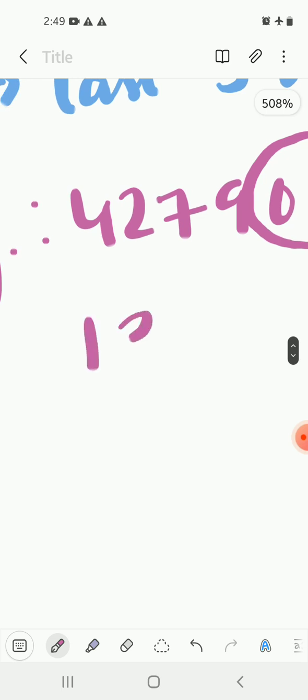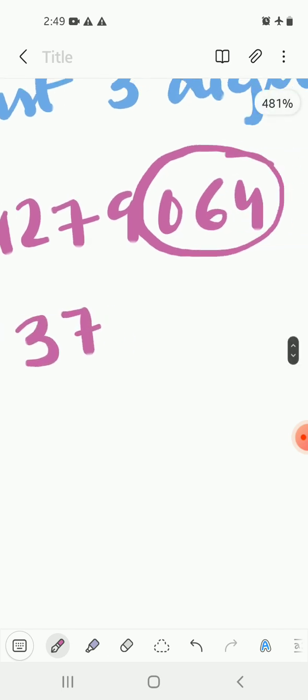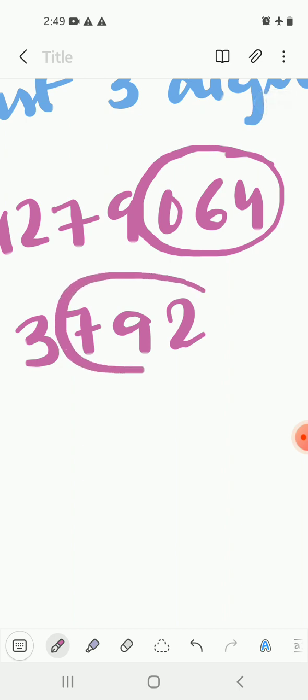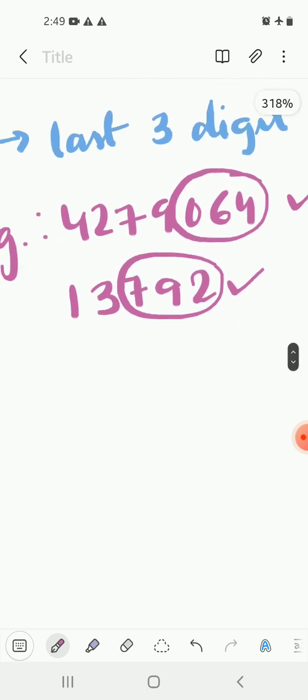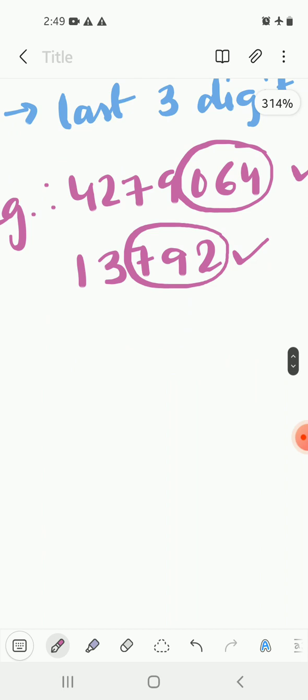Similarly, if I take an example 13792, check the last 3 digits, 792. So see if 792 can be divided by 8 or not. If we divide and check, we find it is divisible by 8. So the whole number is divisible by 8. 792 divided by 8 is 99.